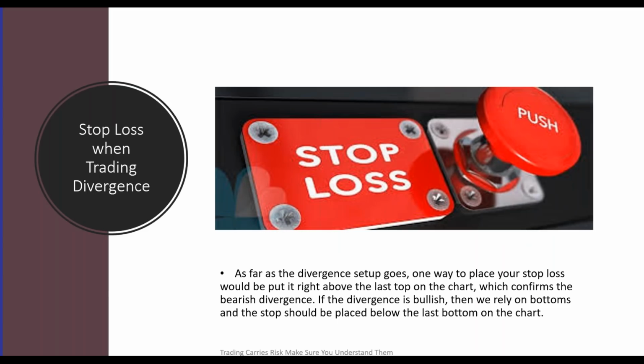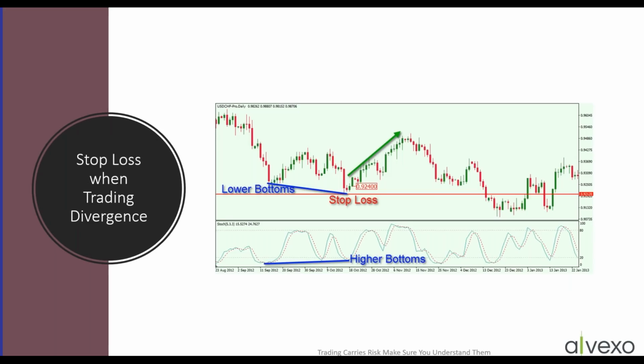So as far as divergence setups go, one way to place your stop loss would be to put it right at the last top on your charts, which confirms the bearish divergence. If the divergence is bullish, then we rely on the bottoms, and the stop should be placed below the last bottom on the chart. But remember, money management and risk management, none of these indicators, none of these strategies, none of these ways of trading are guaranteed profits. They're just help. So it's always important that you always use money management, risk management, and stop losses. It's very, very important.